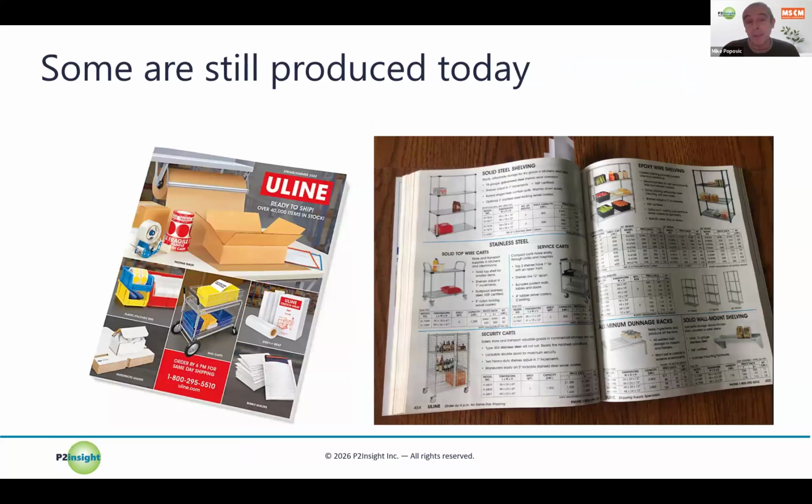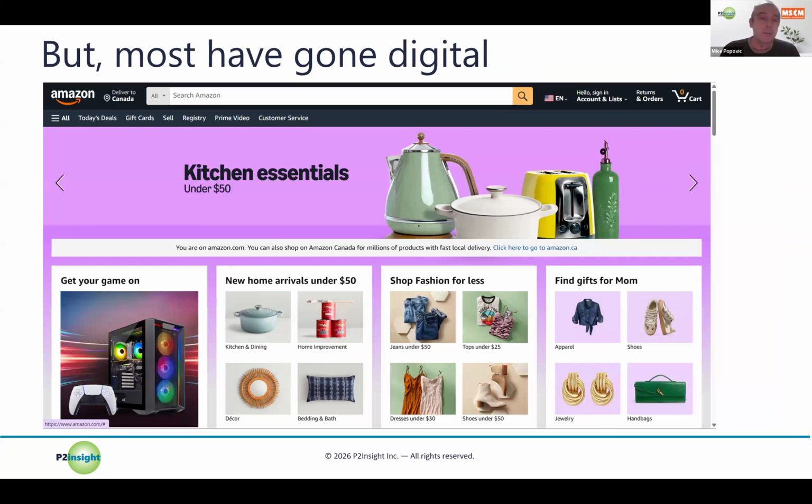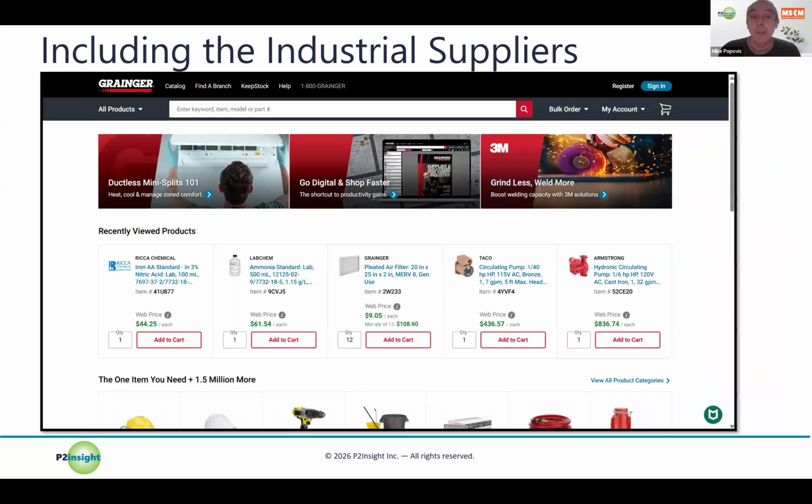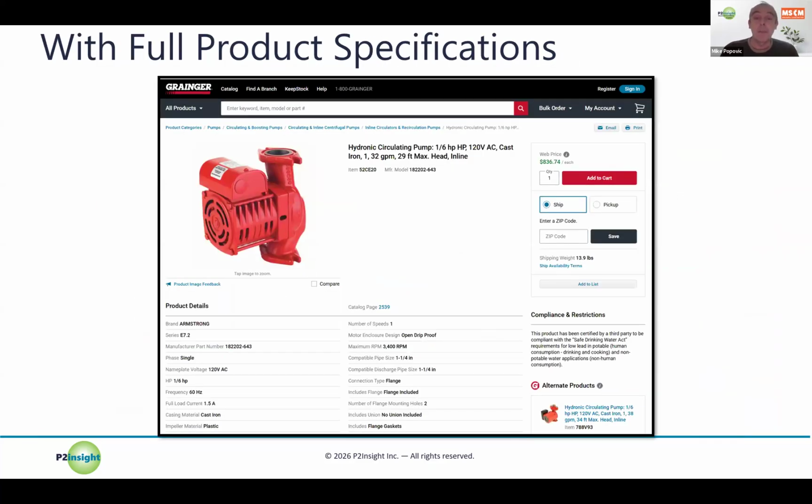But even today, there are some companies that produce a catalog. I just received one from Uline a couple of days ago, a nice thick catalog with lots of industrial supplies and cleaning supplies and other things. So they're still around, but most vendors have gone digital, with Amazon pushing the issue a long time ago. Now just about everyone's gone digital, including industrial suppliers like Grainger, Fastenal, and many others. They provide all the specs, all the information, as well as the pricing and other details online.